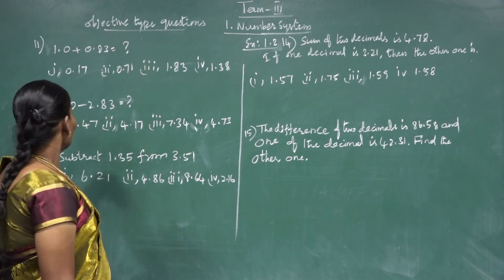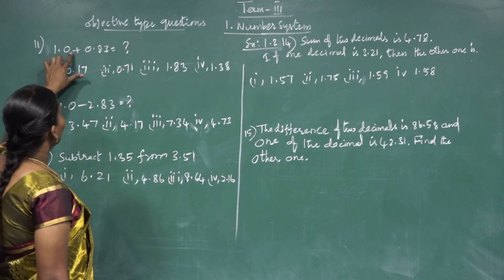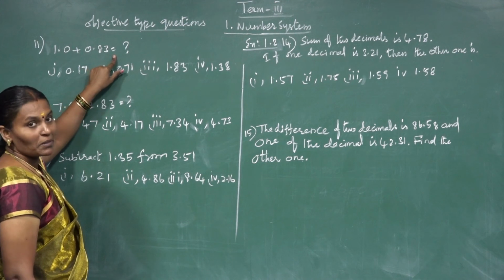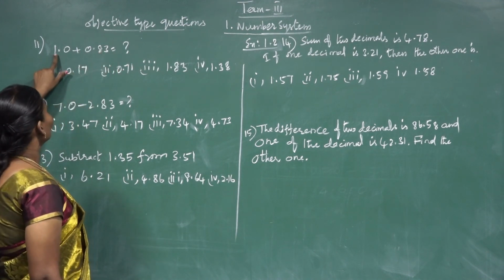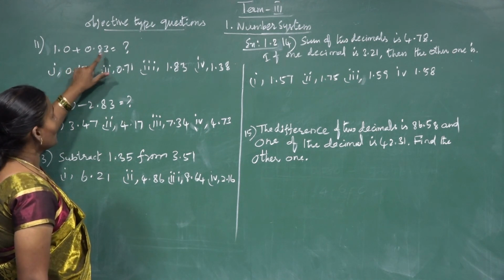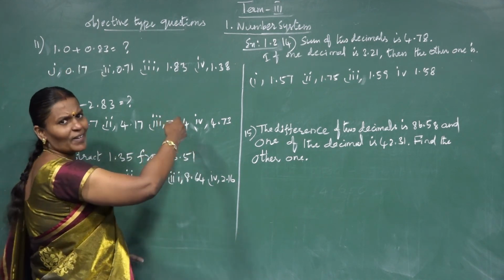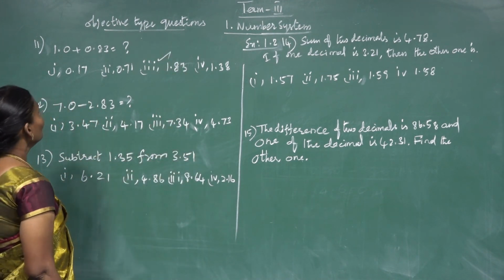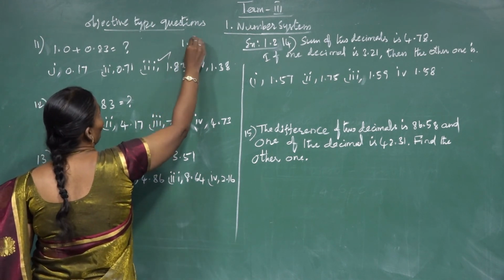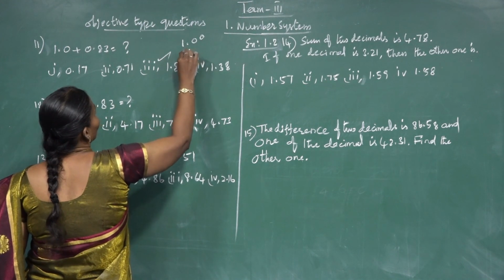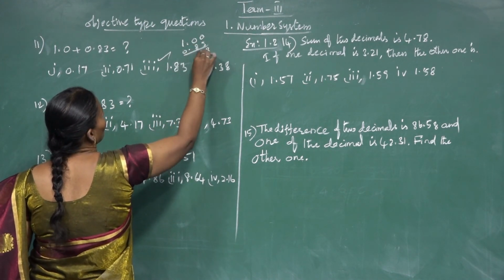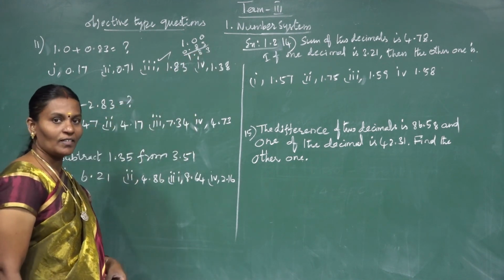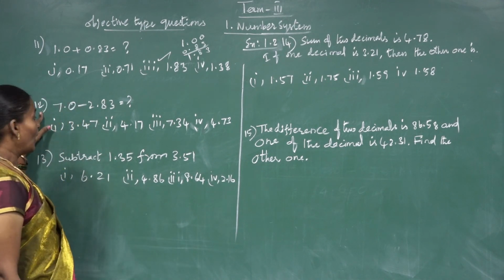Objective type questions. Okay. So 1.0 plus 0.83. This is a whole number and this is a decimal number. See here, 1 plus 0.83 is 1.83. Am I correct? So the third one is the answer, 1.83. Or otherwise, 1.00 plus 0.83, add these numbers, we get 1.83. So 1.83 is the answer. Third one. Okay.